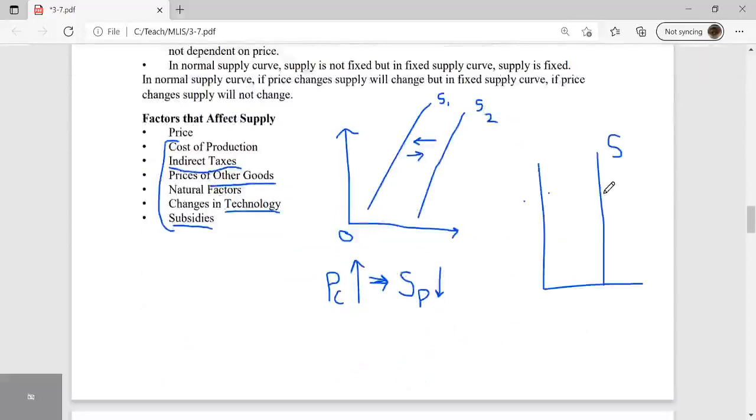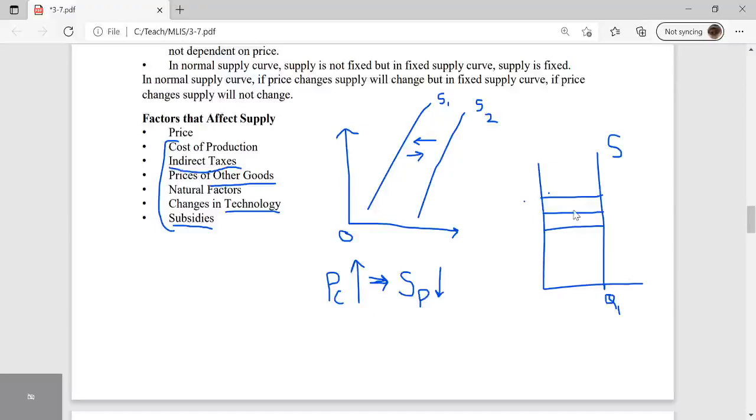Fixed supply: no matter what the price is, the quantity will remain the same. Can you think of an example? Like a movie theater or stadium. Over there the quantity is fixed, right? You cannot increase or decrease the seats of a stadium or a movie theater. So what you have to do is increase or decrease the price.